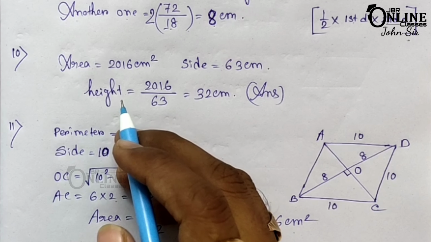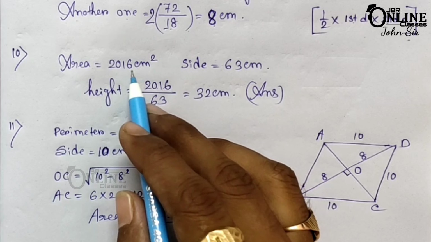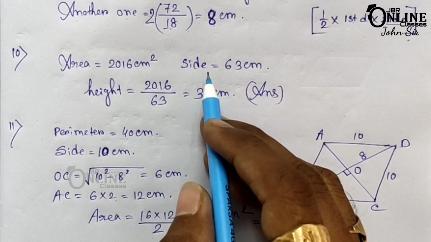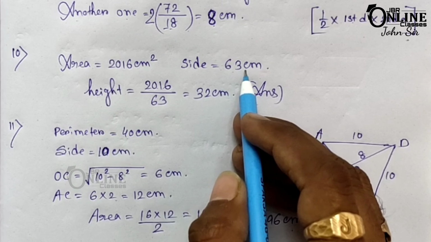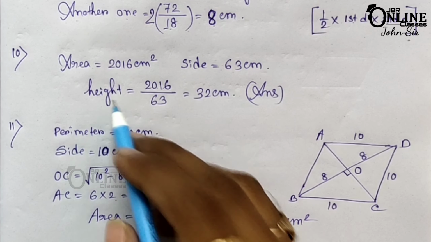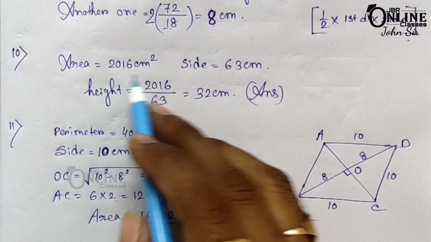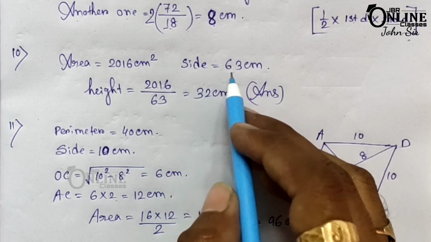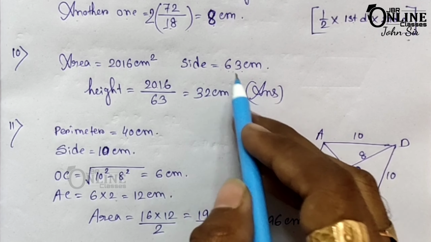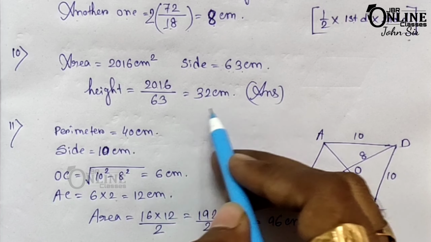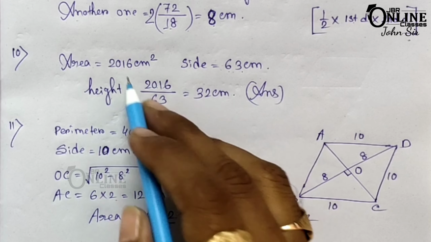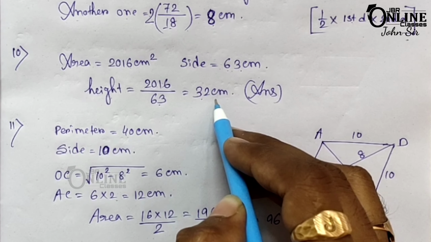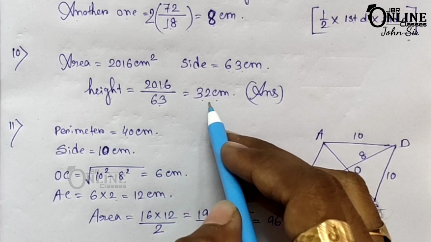Sum number 10. The area of a rhombus is 2016 centimeter square. Its sides are each equal to 63 centimeter. Then find the height. So here the area equals 2016 and its side equals 63. Each side means here the base, so the vertical height will be 2016 divided by 63, that equals 32 centimeter. So here height equals 32 centimeter.